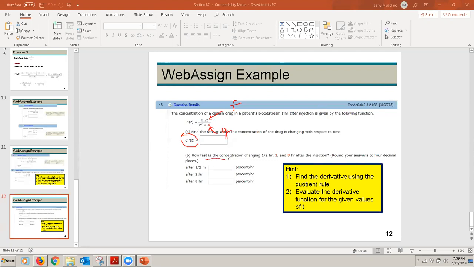Then they want to know how fast the concentration is changing at different times. Really what they're asking you to do is to evaluate c prime of 0.5, that's for half an hour. Then evaluate c prime of 2 for 2 hours and c prime of 8. So once you have the c prime function, you'll just be plugging in these numbers in place of t to work out these numeric values. I hope this is helpful as you're working in section 3.2.